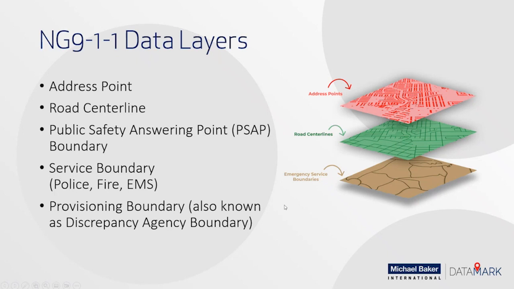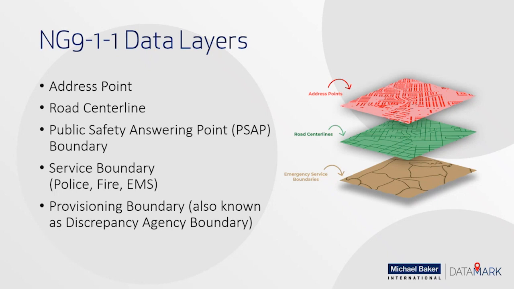So the other thing I want to note here is that the provisioning boundary and the PSAP boundary are both managed by the state. The state manages both of those feature classes for you. Now, if there needs to be a change, there is a process for that. So I think you have to get together with your neighbors. There has to be a decision that's made. You have to sign a letter, and then that has to be submitted to the state. So there is a process that you need to go through.